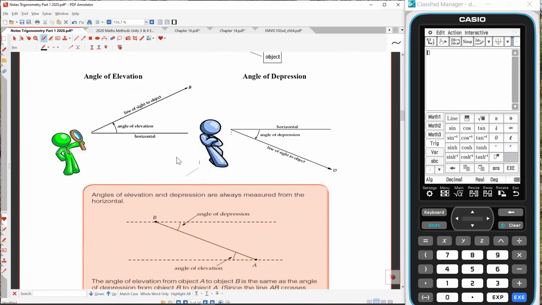All right, so there it is in summary, noting that the angle of depression is the same as the angle of elevation from the different vantage points.